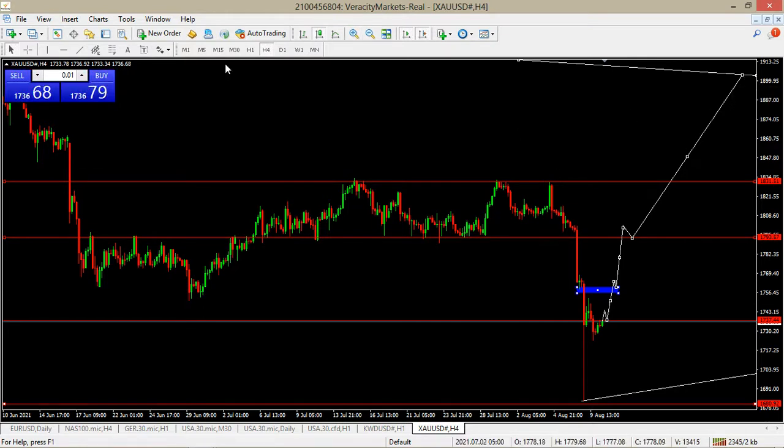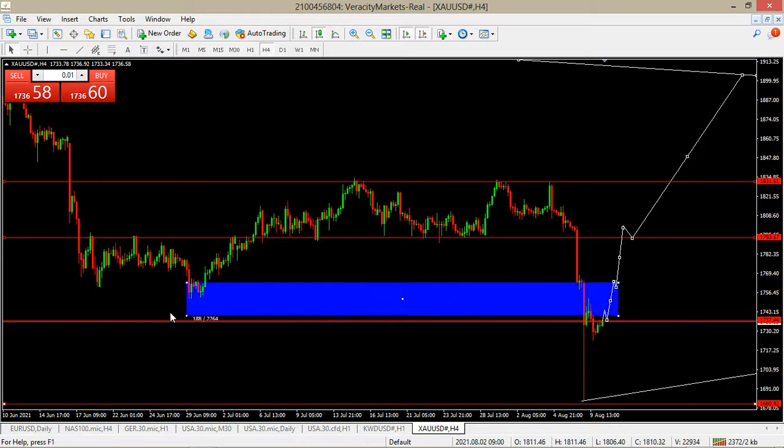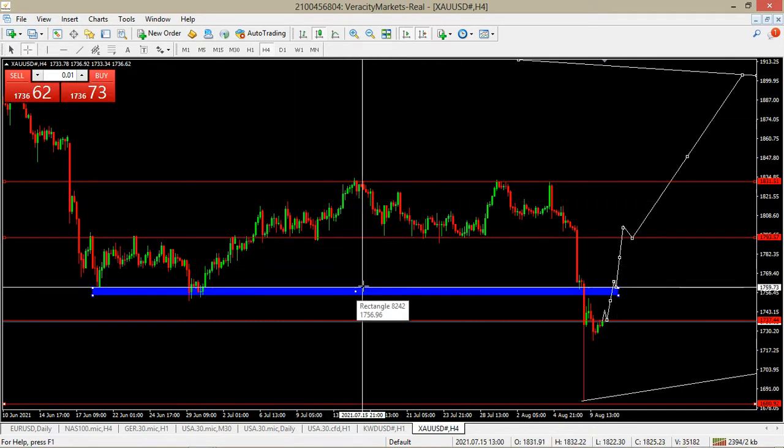If you are looking for buying opportunities, I would say once it breaks here and it retests on this level of 1737.44, my advice is that you can buy it. And also, if you missed this opportunity, you can place another buy here at this level. We have another level here. You can also buy your gold there.